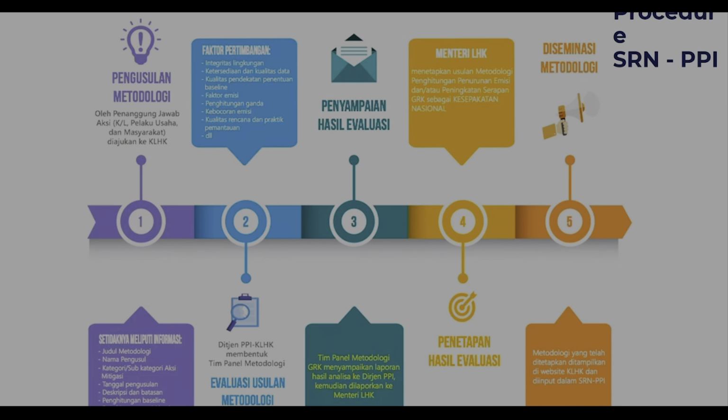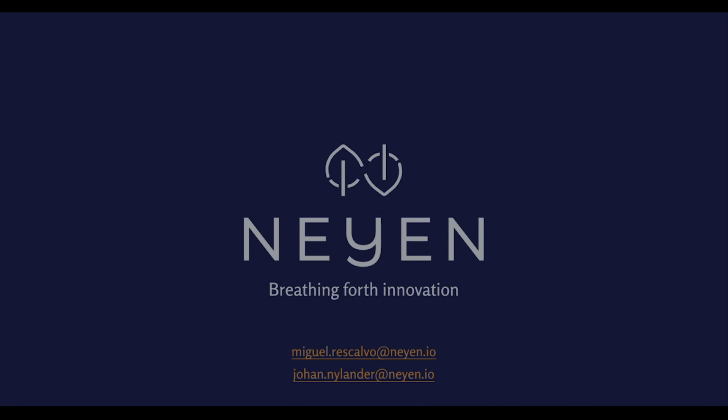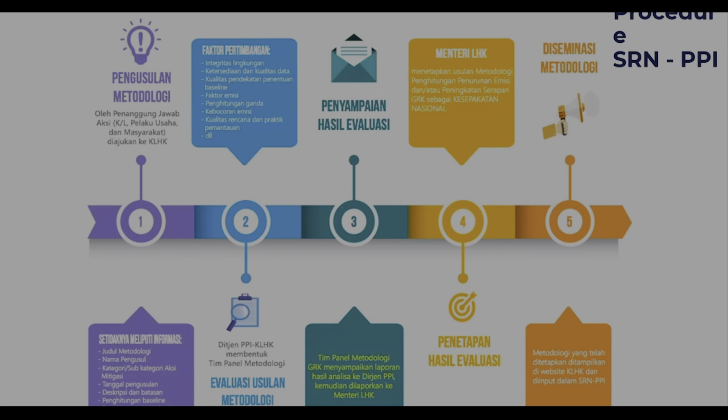Last but not least, this is the Indonesian procedure of the methodology. From the basic information from the PPI, we need to at least know what kind of methodology it is, what the title is, who the project proponent is, who developed it, the category of the methodology, the date, and also the description of the project itself.